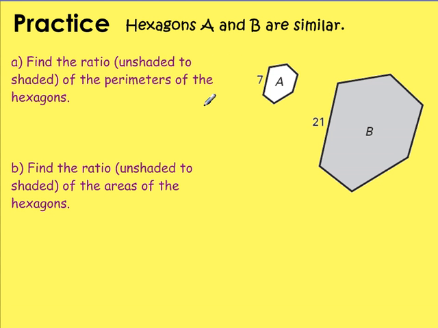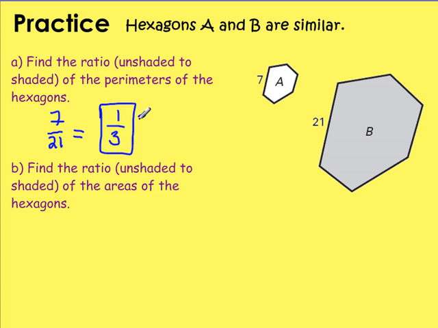In our first example, they tell us that hexagons A and B are both similar, and we're asked to find the ratio of the perimeters and the ratio of the areas. The ratio of the perimeters can be found by the ratio of the side lengths of these similar polygons, which is 7/21. When we simplify this, and you'll need to make sure that you're working with simplified ratios, we'll end up with 1/3, because we can divide both numerator and denominator by 7.